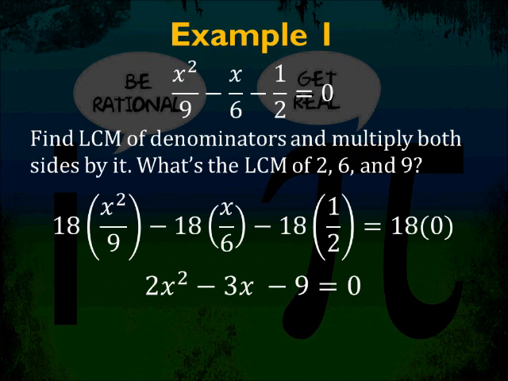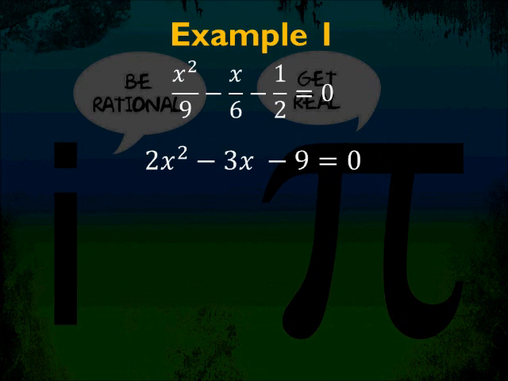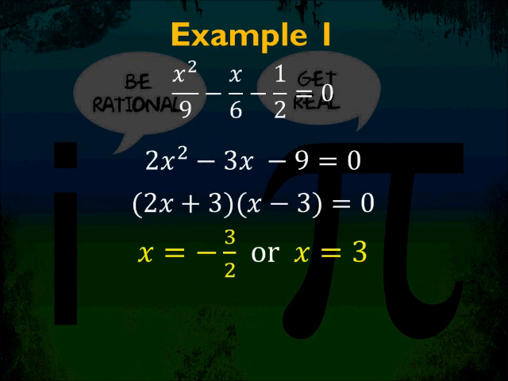Well, we can solve that. We've been doing that for the last month. So you can use the box method or whatever method works for you, and you will see that it's 2x plus 3 times x minus 3 equals 0. So x is either equal to negative 3/2 or 3. And don't forget to put your answer in a solution set because we're solving for x.